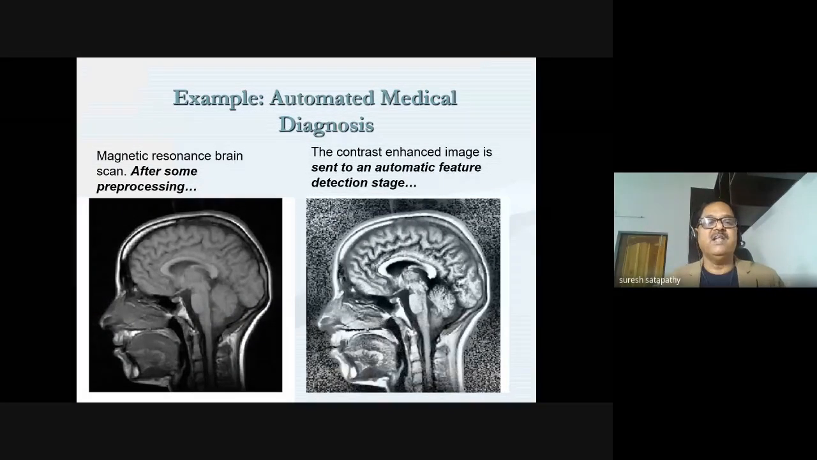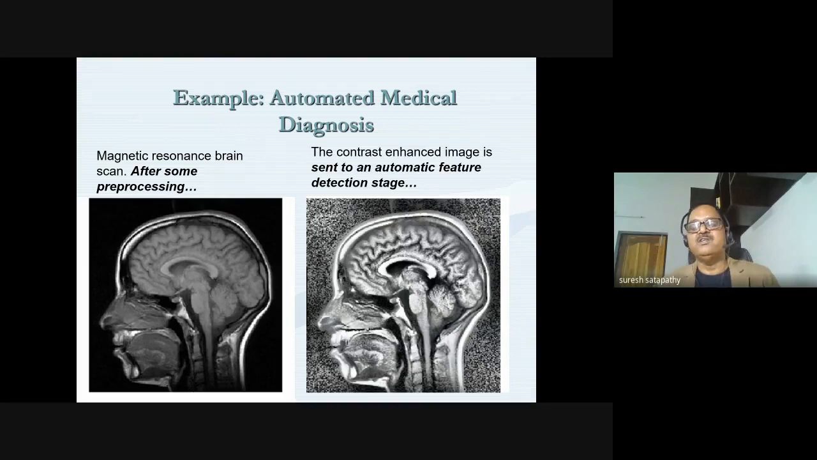Look at the figure on the left side. It is an MRI figure, magnetic resonance of the brain, and this is what comes after some pre-processing from the machinery. Looking at this and looking at the other side, you can see some of the automatic features are detected using our data science tools, data analytics, computational intelligence.